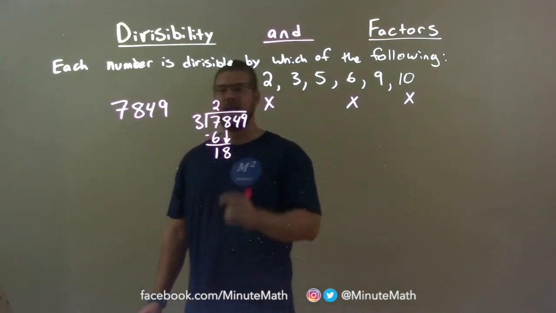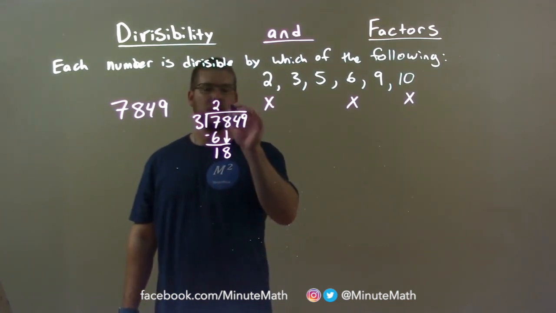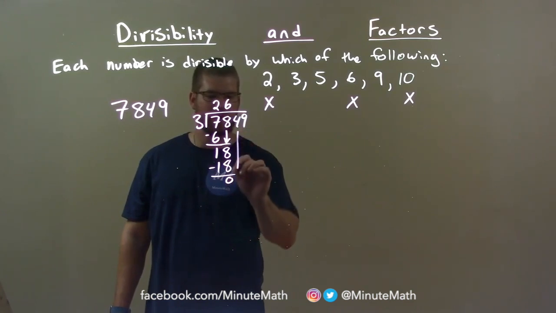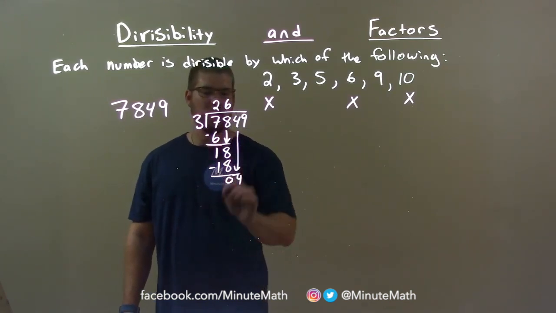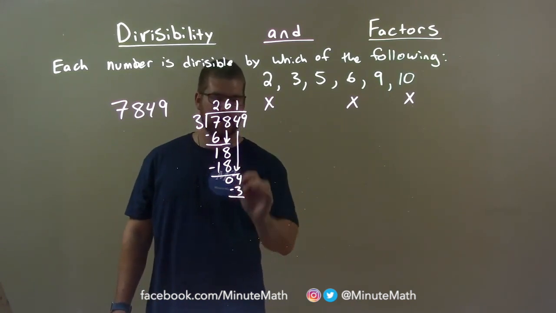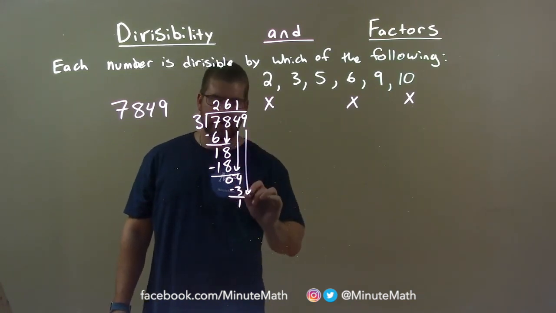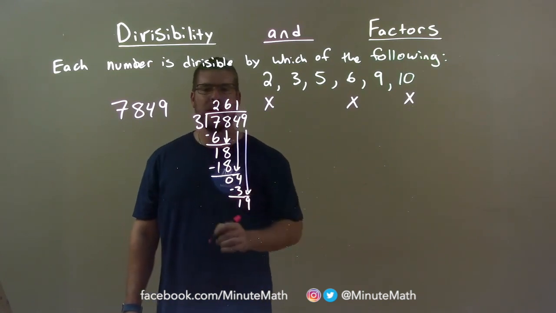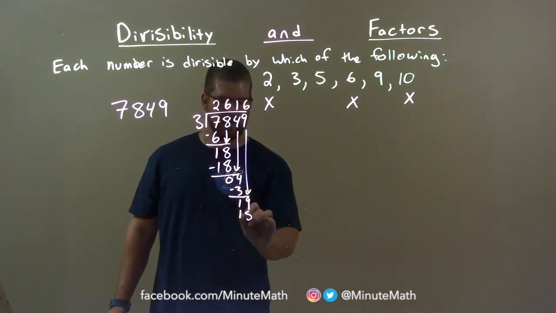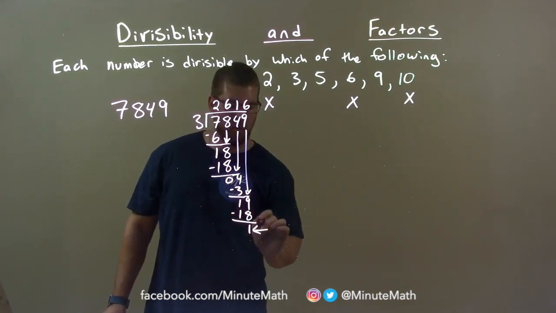Ooh, we're getting close now. Does 3 go into 18? Well, yeah, 6 times, right? 6 times 3 is 18. Subtract it, get a 0. Bring down the 4. 3 go into 4. Well, 1 time. 1 times 3 is 3. Fantastic. 1 left over. Bring down the 9. Does 3 go into 19? Not evenly, but 6. 6 times 3 is 18. And we're left with the remainder of 1.